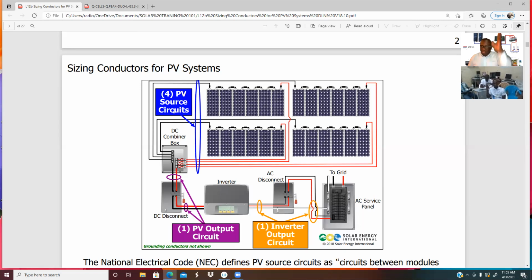We find the irradiance. After we're done with the irradiance, then we find the continuous duty of the PV source circuit. Bear in mind, we are just talking about this PV source circuit. Is that clear? We're talking about source. When the word source is used in the setup, they're talking about anything that relates to the PV module and the circuit that connects to the DC combiner box. Is that clear? All right.